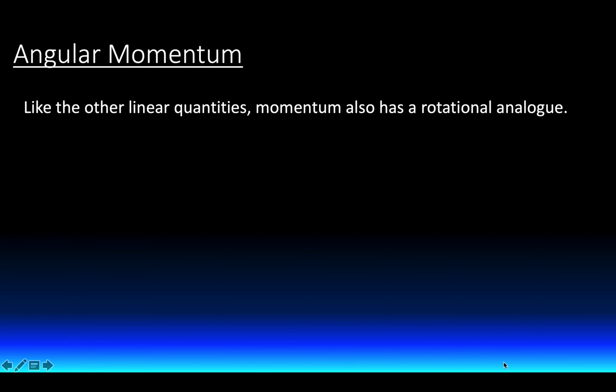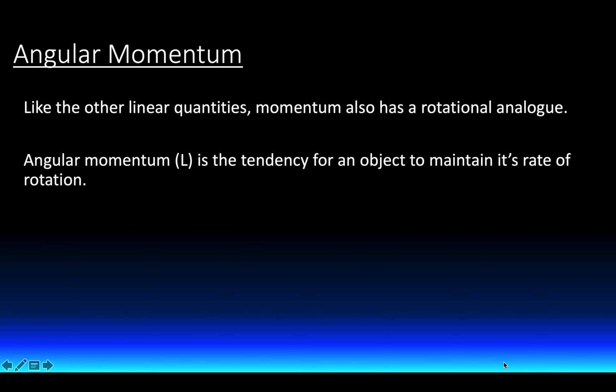The final topic that we're going to cover in this course is the idea of angular momentum. Like the other linear quantities that we learned have a rotational analog, momentum itself also possesses a rotational analog known as angular momentum. Angular momentum is designated by the letter capital L, and angular momentum could be thought of as the tendency of an object to maintain its rate of rotation.